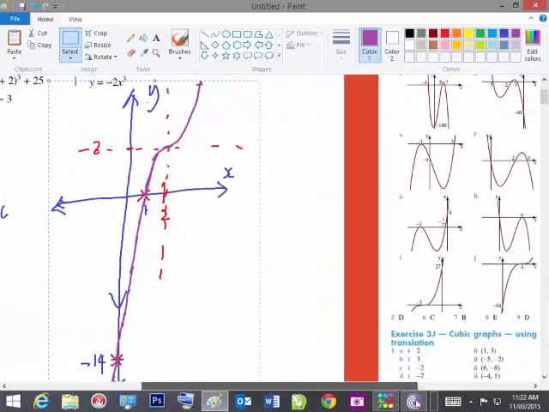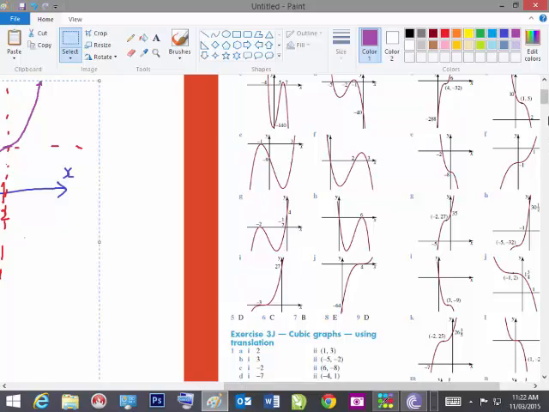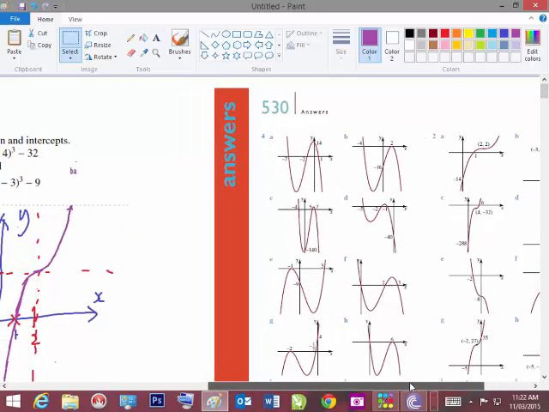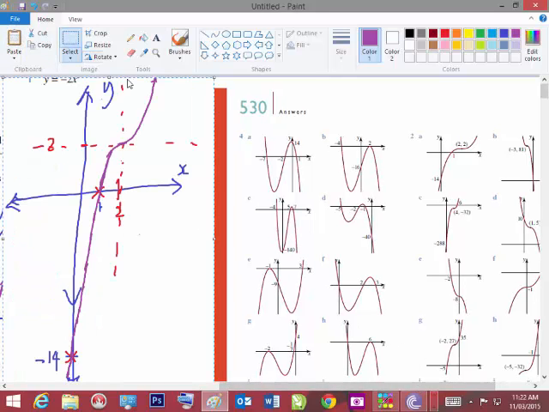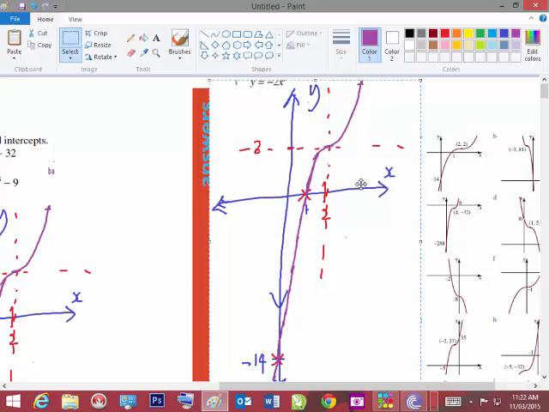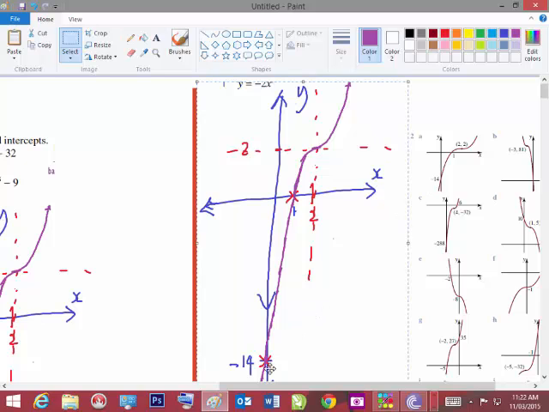Okay, over here are the answers. So I'm looking at 2a, going across, it crosses at negative 14 and goes through 1. So that is what I have. Paste it over here. It looks similar to what they have here. The main thing is where it crosses the y-axis and the x-axis, and you need to get the general shape right.